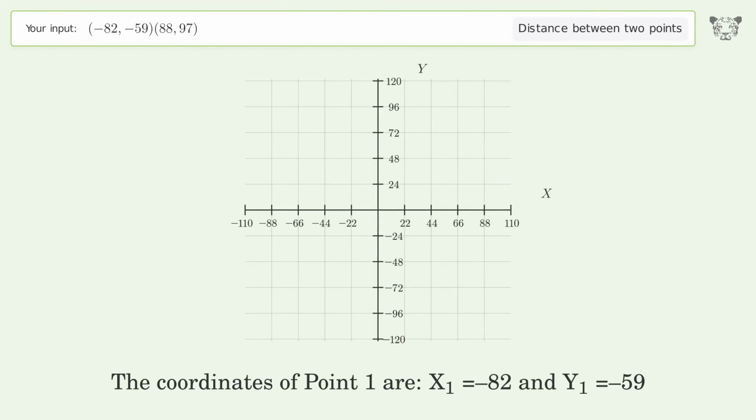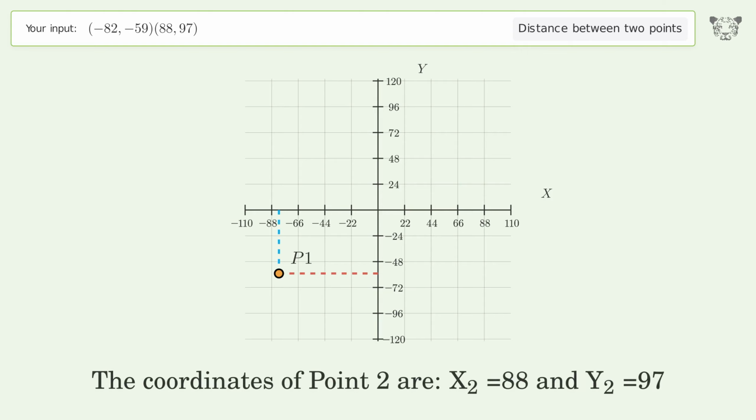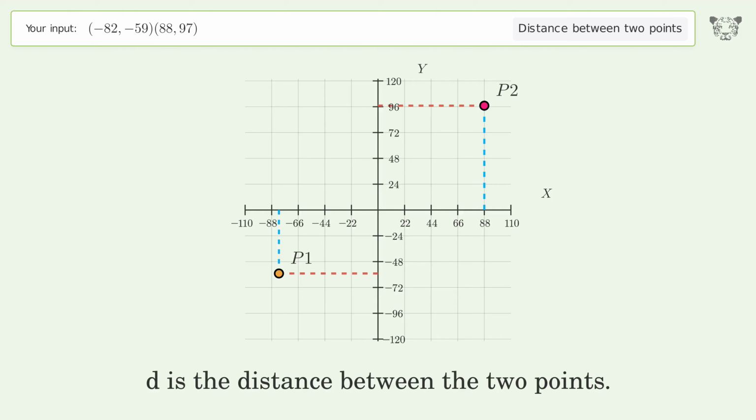The coordinates of point 1 are, x1 equals -82 and y1 equals -59. The coordinates of point 2 are, x2 equals 88 and y2 equals 97. D is the distance between the 2 points.